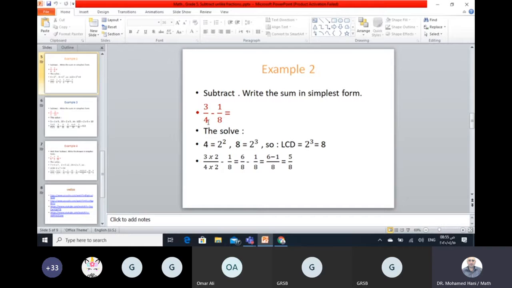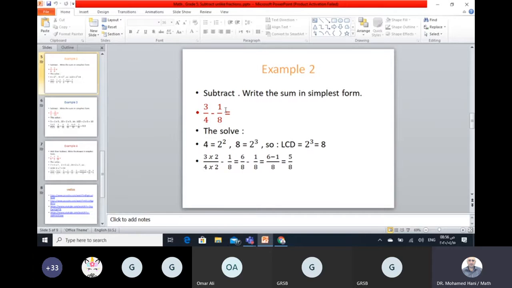Go back to the first fraction now, 3 over 4. Look at the denominator. Ask yourself, which number times 4 equals 8? It's 2. So multiply the whole fraction by 2. 3 multiplied by 2 and 4 multiplied by 2. So I can write now 3 multiplied by 2 and 4 multiplied by 2, minus.